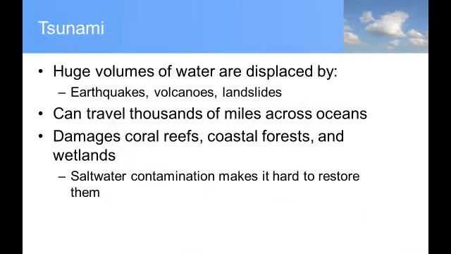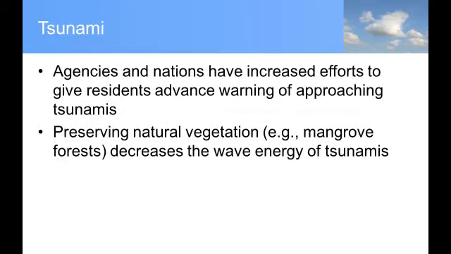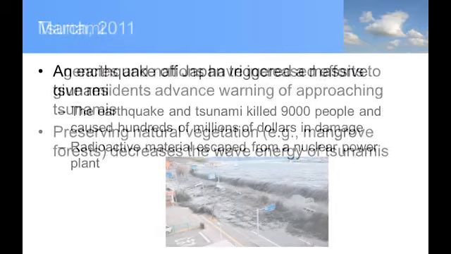A tsunami is a huge volume of water that is displaced by an earthquake, a volcano, or a landslide. And these can travel thousands of miles, damaging coral reefs and coastal forests, and can cause huge amounts of destruction and devastation, and can cost lots of lives, especially considering people often live very close to the coastline. We can't stop tsunamis from happening, but we can try to give some advance warning to give people a chance to evacuate the area. Preserving some natural vegetation, such as mangrove forest along the coastline, can decrease some of the wave energy of tsunamis.